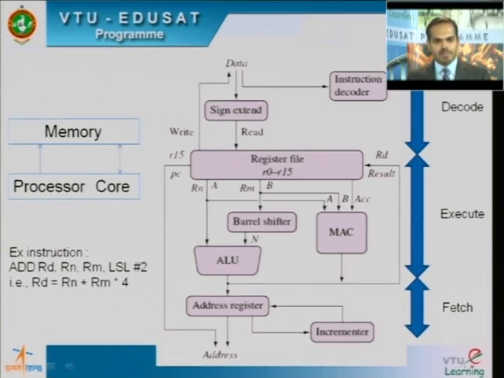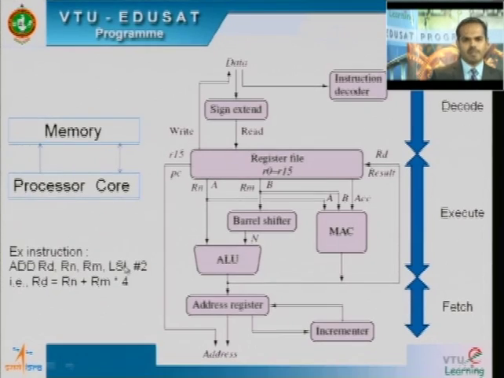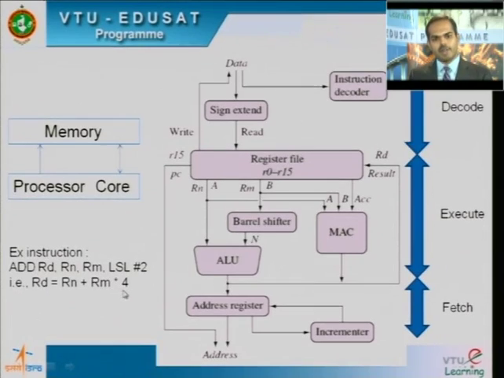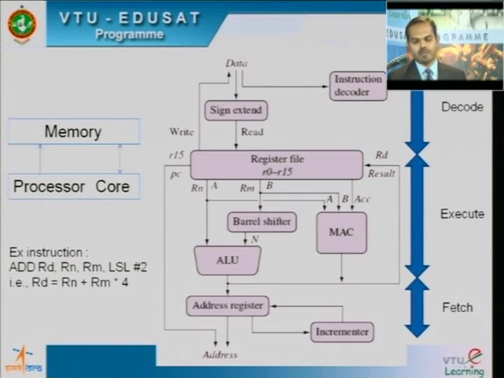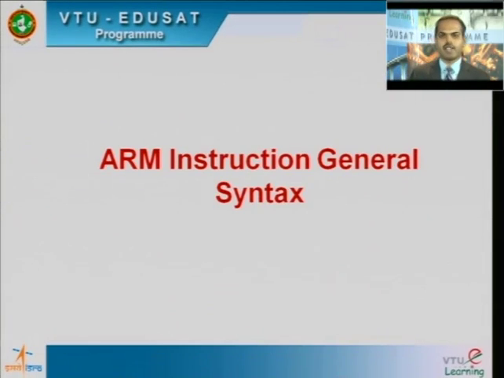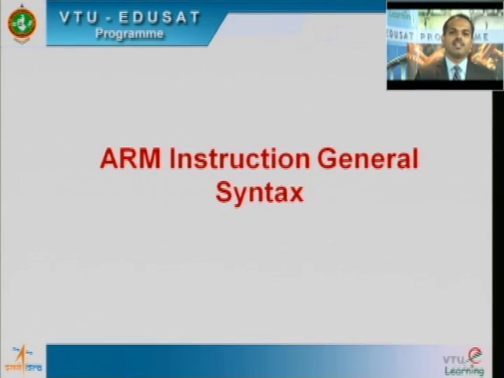We have taken one example as add rd comma rn comma rm lsl #2. That is logical shift left by 2 positions, which is multiply by 4. When that multiply by 4 applies to the register rm, rm multiplied by 4 is added with rn, and the result is stored in rd. This slide connects us from module 4 to module 5. Now coming to the exact ARM instruction general syntax.